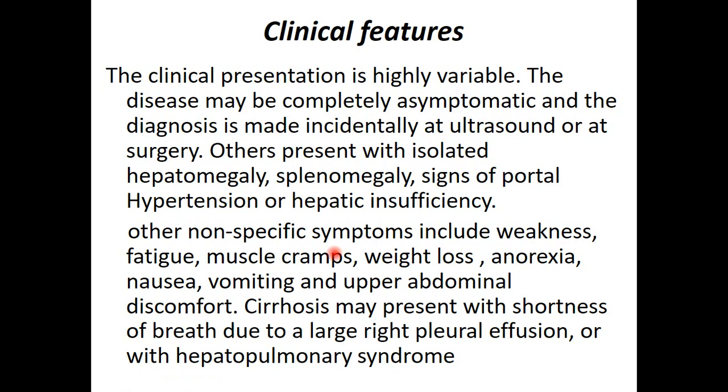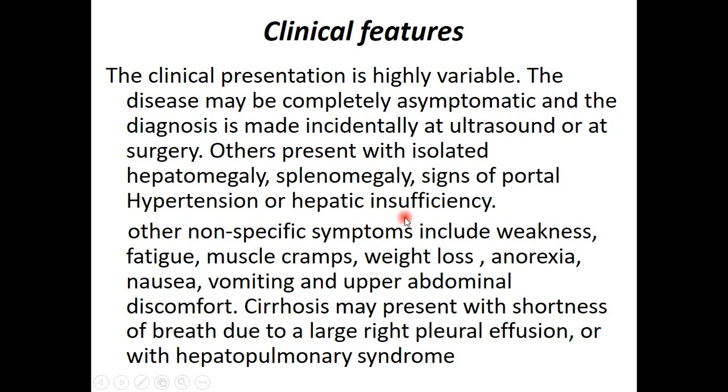What are the commonest presenting features of liver cirrhosis? The clinical presentation is highly variable. The disease may be completely asymptomatic, meaning the patient may come and we discover that he has a cirrhotic liver while he is completely asymptomatic or symptom free, discovered accidentally, for example during surgery, when we open the abdomen and see a cirrhotic liver, or in a postmortem study, or during an ultrasound examination we may find cirrhosis and the patient is asymptomatic. Other presentations are isolated hepatomegaly, splenomegaly, signs of portal hypertension, which we will take in detail, and hepatic insufficiency.